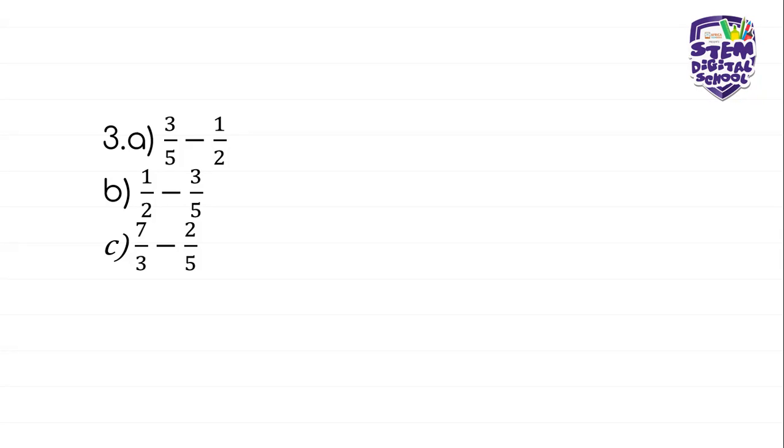So you will see that you will have 5/10 minus 6/10. So since the denominators are the same, then you can subtract the numerators. 5 minus 6 is -1. Hence, the answer is -1/10.